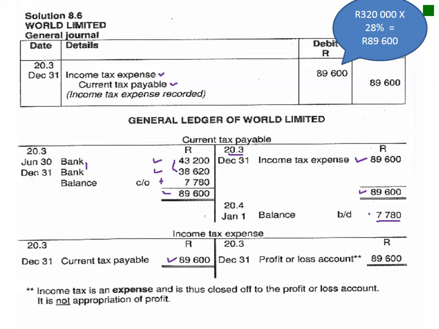Apart from this, the only other thing that you're still going to see later on in these lectures is exactly what this looks like on the statement of financial position and the statement of profit and loss. Current tax payable will normally be shown as a current liability. If this tax was an asset, in other words, we prepaid tax, it would go as a current asset, prepaid expenses.